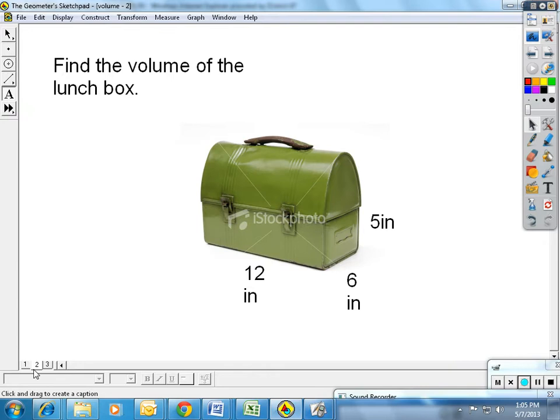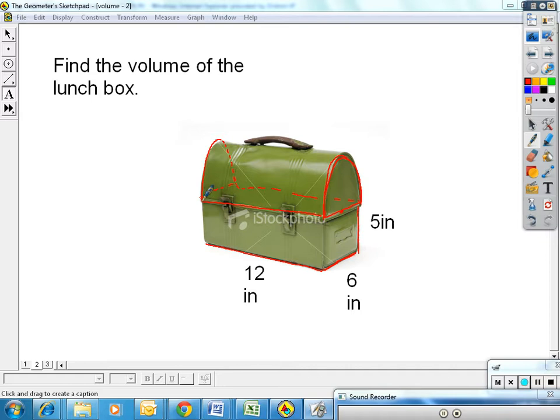Looking at number 2, I've got an old-fashioned lunchbox. You can see the dimensions are given there: 12 inches long, 6 inches wide, 5 inches tall. And although it might not be exactly, we're going to assume that this is half of a circle. So this is just half of a cylinder, right? That's half of a cylinder right there. If I were to put that there, you can visualize that cylinder.